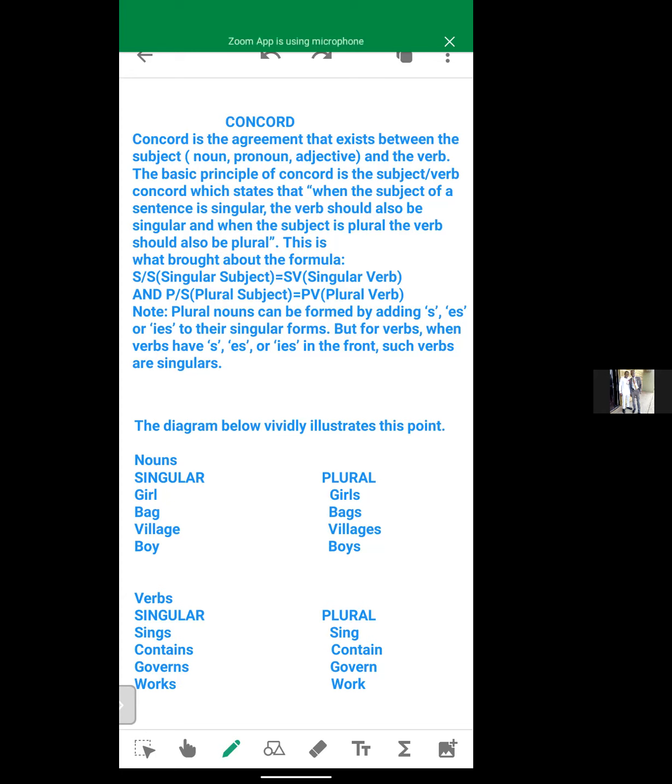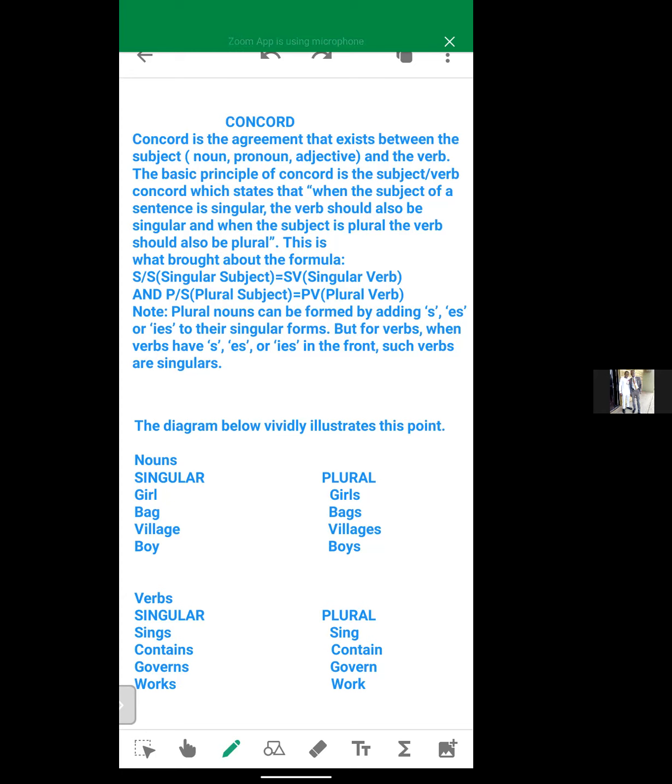Also, let's use this table as examples. The bag contains red balls. Now, bag is singular. Then contains must be used. Bag is singular and it must attract a corresponding singular verb. The bag contains red balls. Also, the boy governs the class. So boy is singular, governs is also singular.